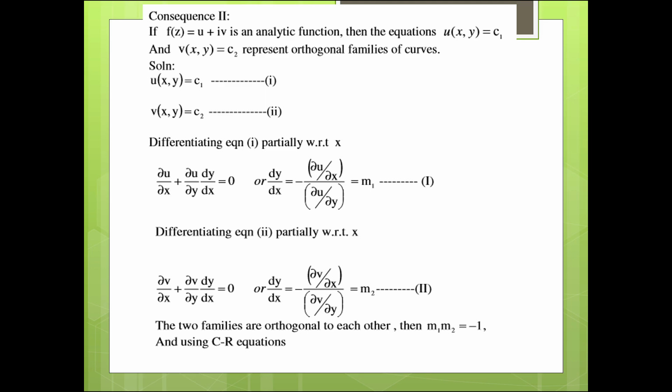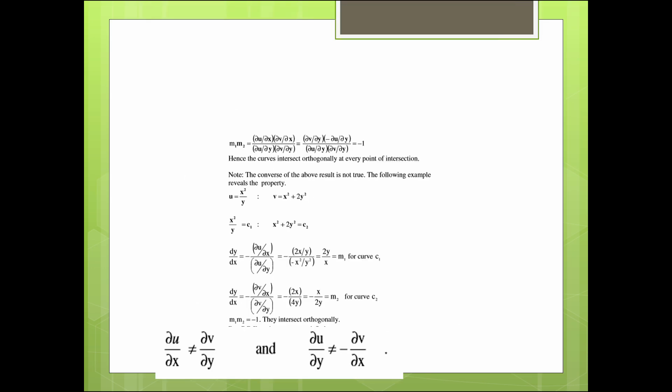If the two families are orthogonal to each other, then m1 into m2 equal to minus 1, and using CR equations, m1 into m2 equal to dou u by dou x into dou v by dou x divided by dou u by dou y into dou v by dou y, that is also equal to minus 1. Hence, the curves intersect orthogonally at every point of intersection.